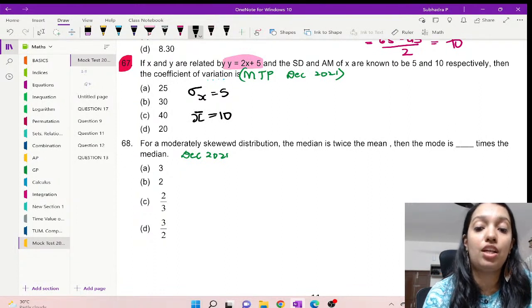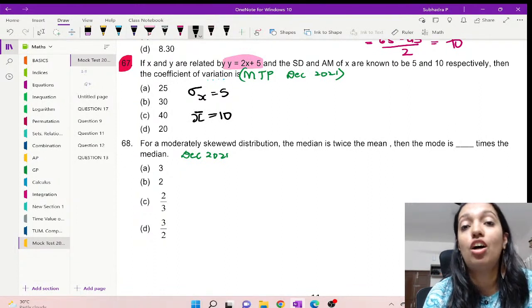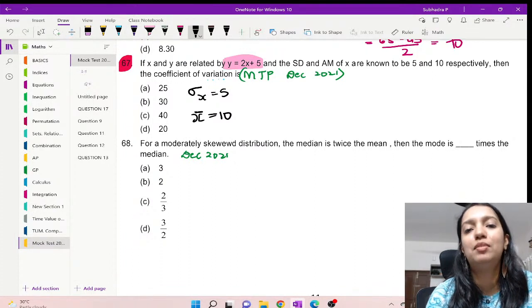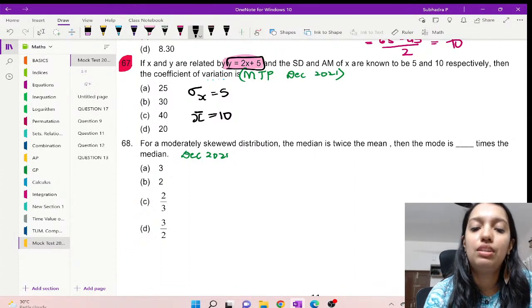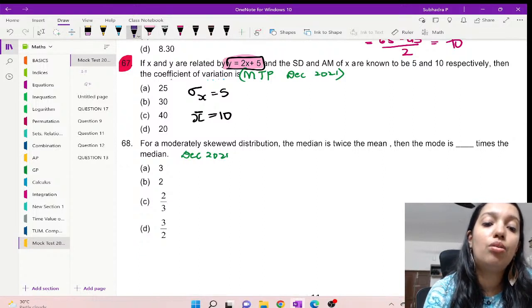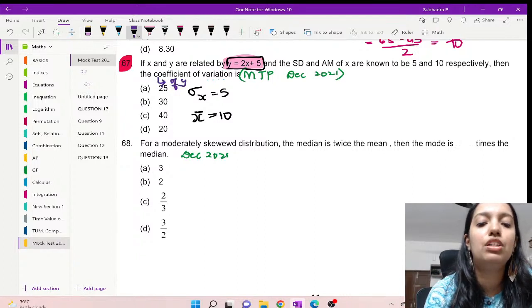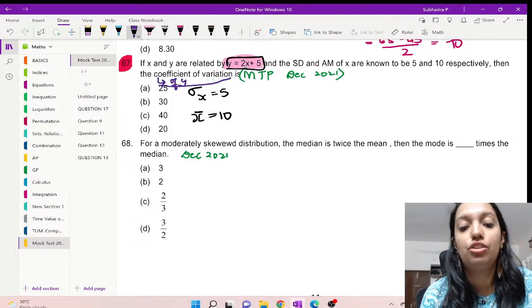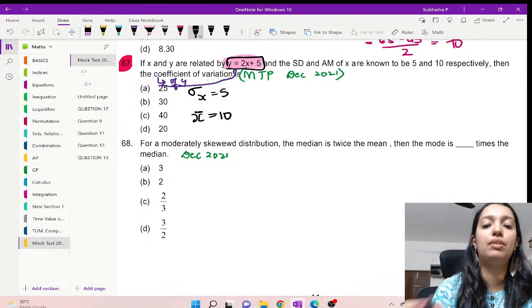Coefficient of variation of what? X or y? If it were x, it would become very easy. Why would they give you this equation? So I told you that some information is missing in this question. No, that is coefficient of variation of y. You need to find the coefficient of variation of y. So that is the information that is missing from this question.